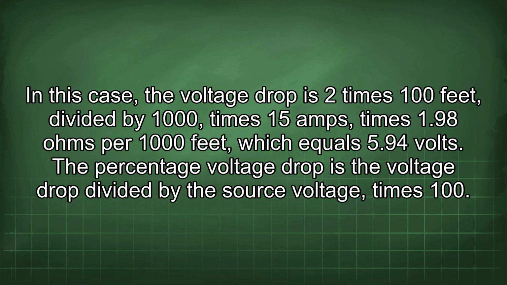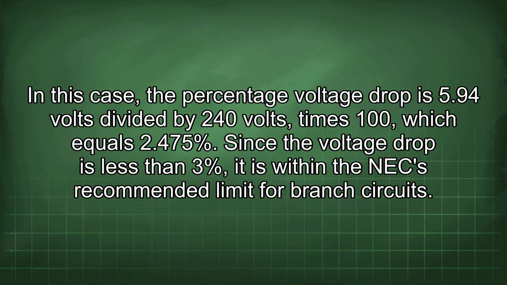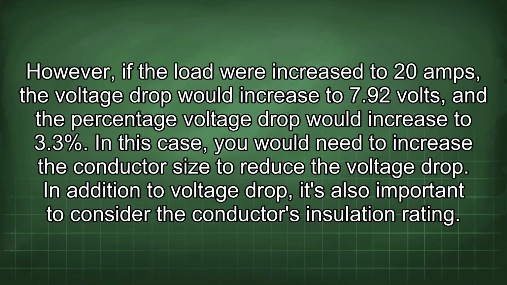The percentage voltage drop is the voltage drop divided by the source voltage times 100. In this case, the percentage voltage drop is 5.94 volts divided by 240 volts times 100, which equals 2.475%. Since the voltage drop is less than 3%, it is within the NEC recommended limit for branch circuits. However, if the load were increased to 20 amps, the voltage drop would increase to 7.92 volts, and the percentage voltage drop would increase to 3.3%. In this case, you would need to increase the conductor size to reduce the voltage drop.